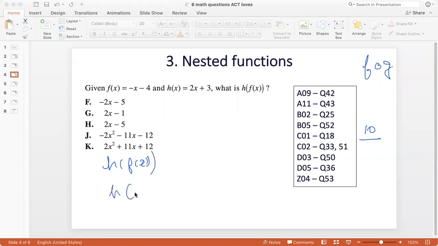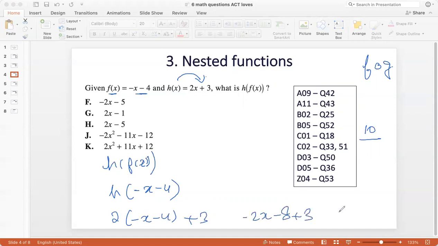Now, when I say h of f(x), whatever is f(x) becomes the subject for h, so minus x minus 4. And h(x) was 2x plus 3, so whatever is the subject for h, it gets multiplied by 2 and 3 is added to it. So here it would be 2 times minus x minus 4 plus 3. So minus 2x minus 8 plus 3. So minus 2x minus 5. So that's option F.